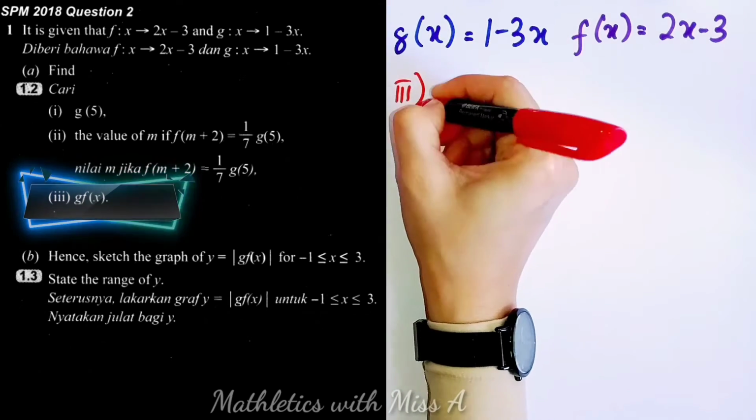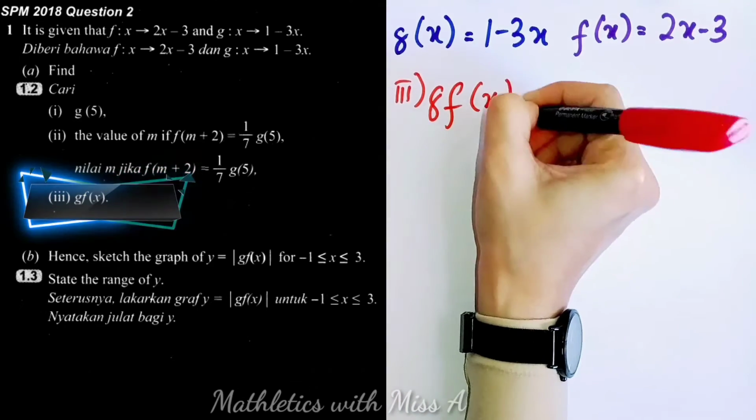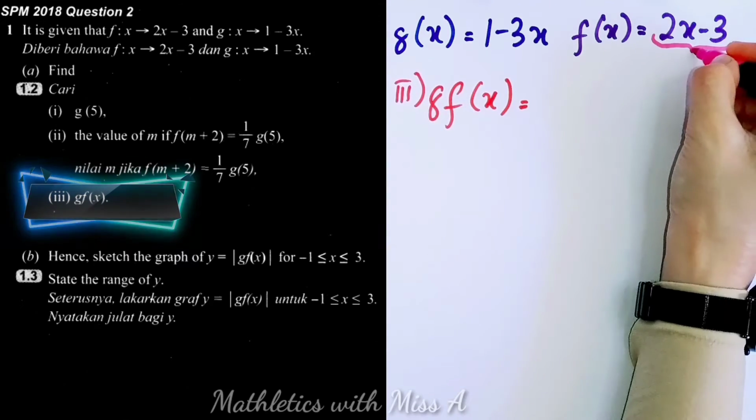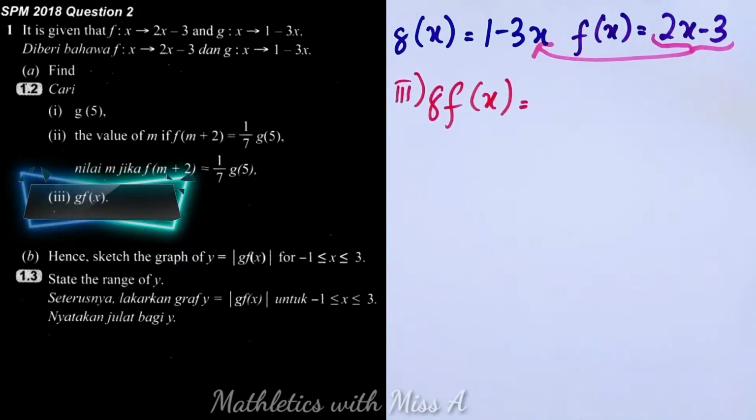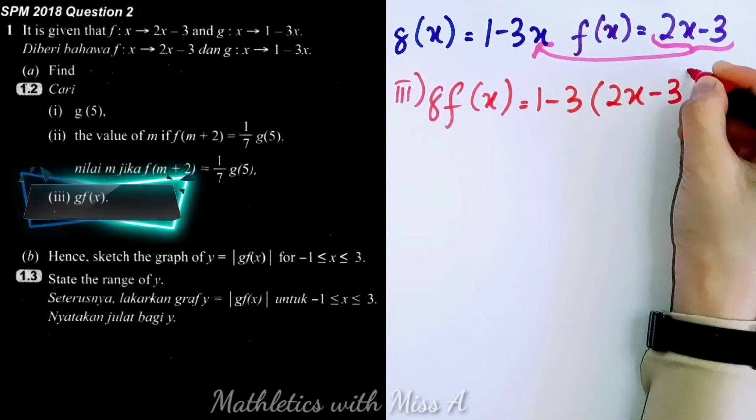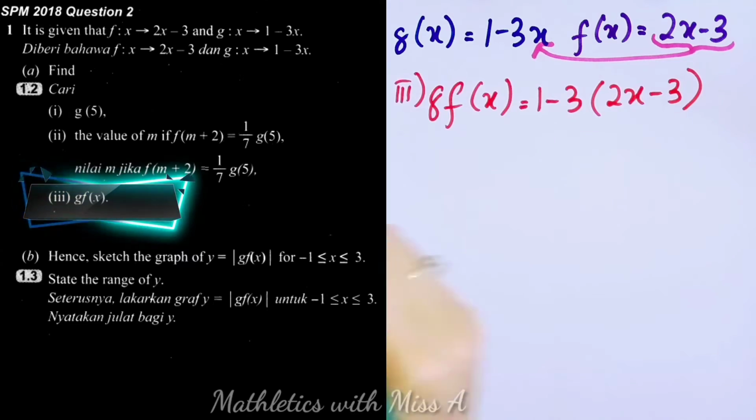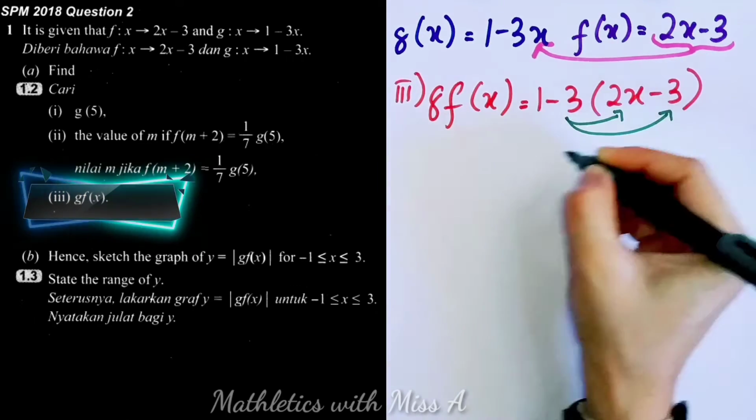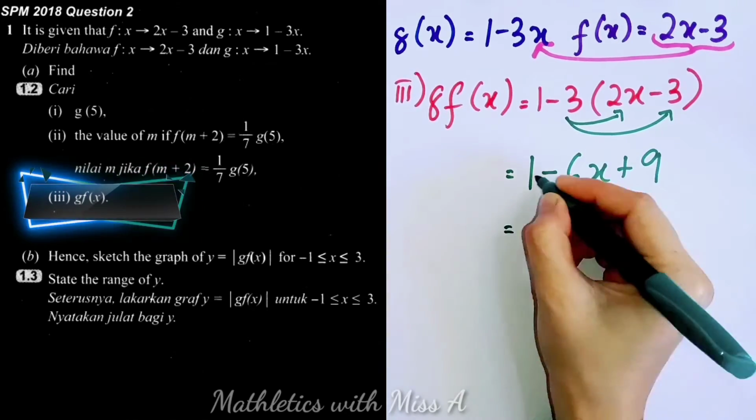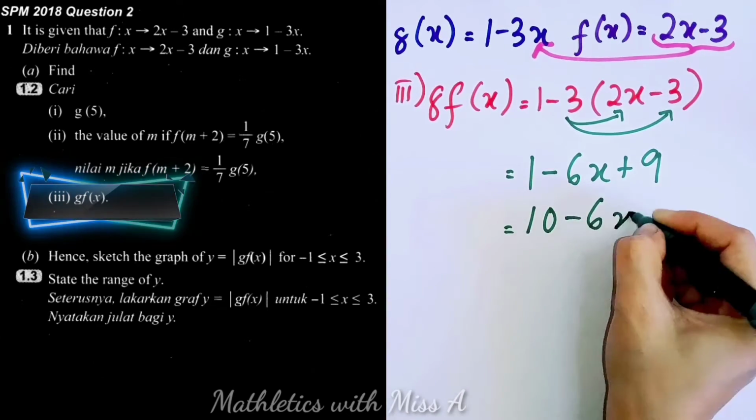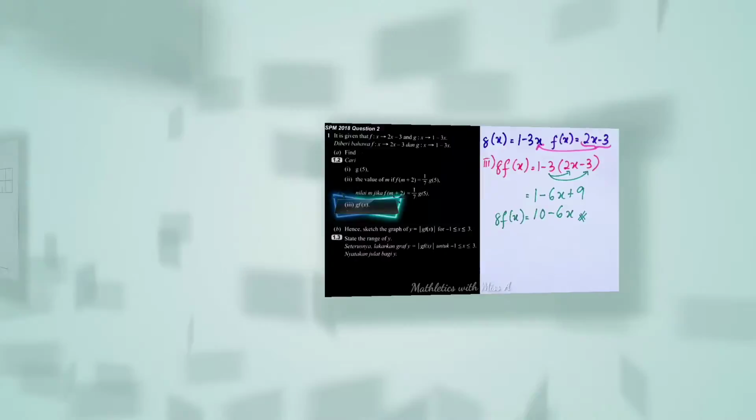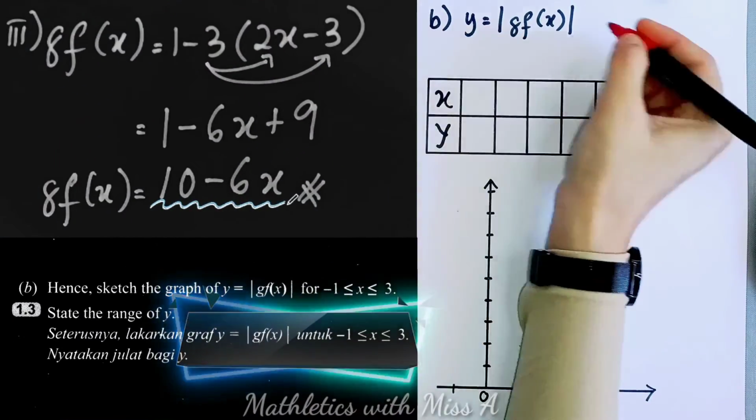Soalan A3. So gf(x), masukkan nilai f(x) ke dalam g(x). So 1 minus 3 in bracket 2x minus 3. So expand. So 1 minus 6x plus 9. So 10 minus 6x. So gf(x) equals to 10 minus 6x.